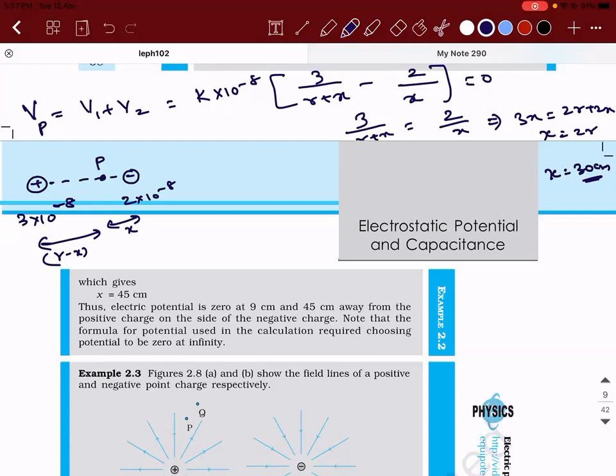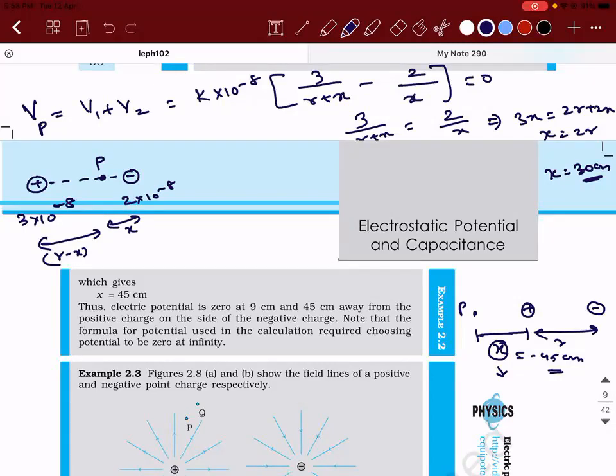Similarly, if you take the point P on the left of positive charge, and take this distance as R, then you can calculate the value of x, and the value of x comes out to be negative. Actually, you will get minus 45 centimeter, but that value is rejected. Why? Because it is distance. You cannot say it is at a distance of minus 45 centimeter from the positive charge. It is wrong according to physics.